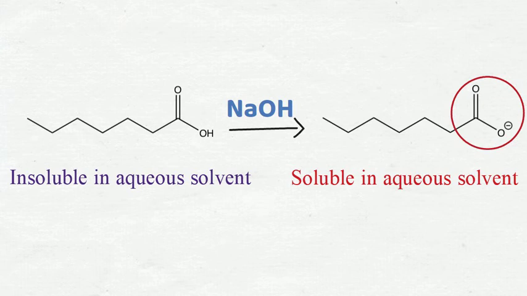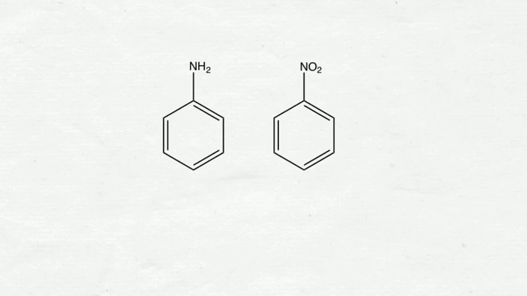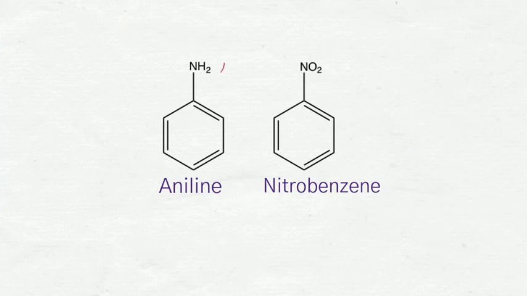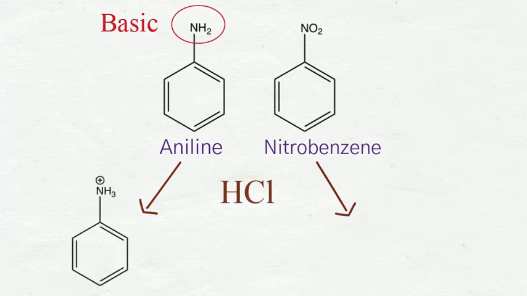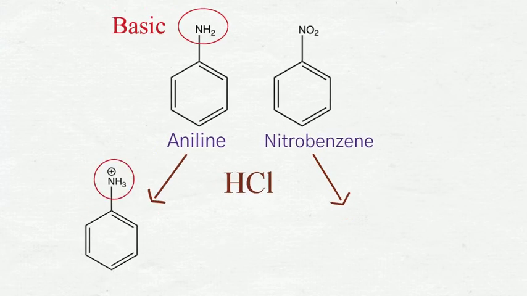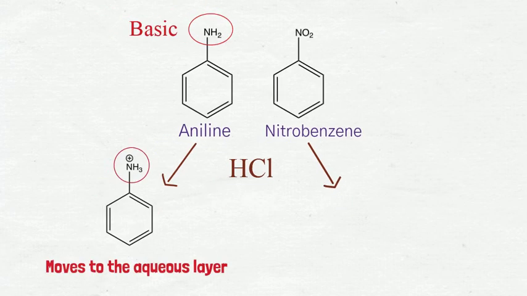Let's go over a few examples. We have a mixture of aniline and nitrobenzene. Looking at the functional groups, aniline has a basic functional group while nitrobenzene doesn't. So if we add an acid, such as hydrogen chloride, to the reaction mixture, the amino group gets protonated and becomes charged, moving to the aqueous layer, while nitrobenzene remains in the organic layer. So in this case, we're taking advantage of aniline's unique feature, which is its basic amino group. Let's go over another example.